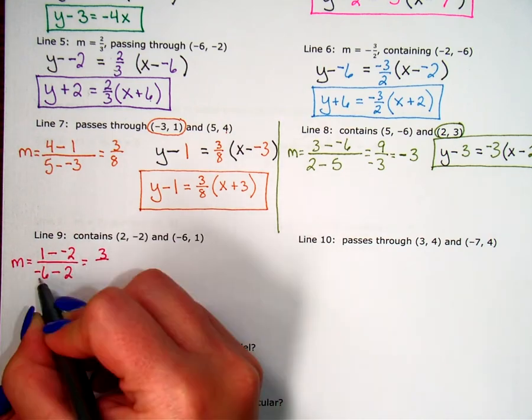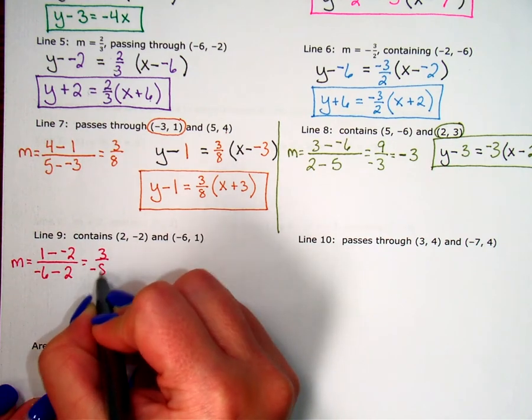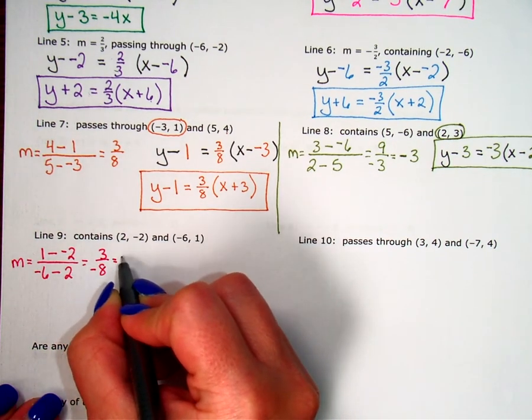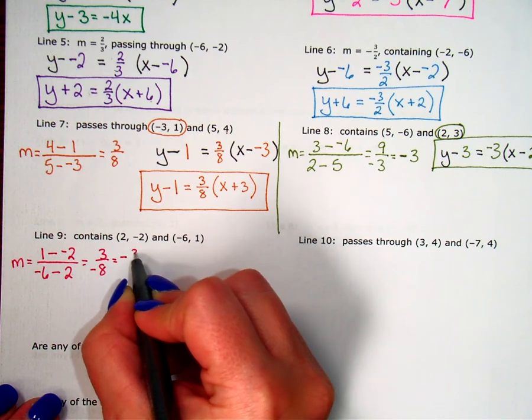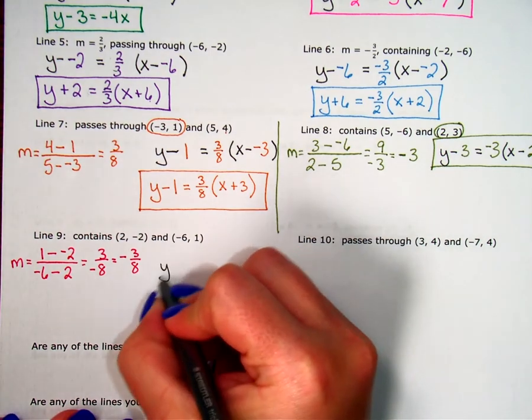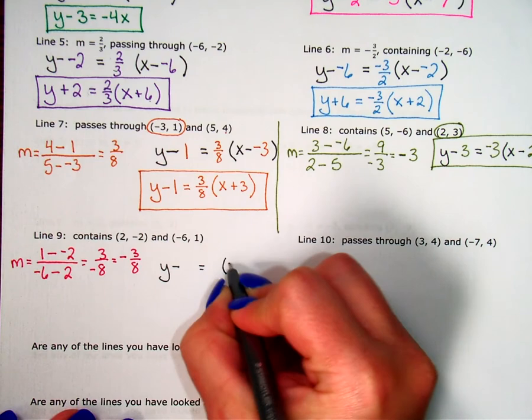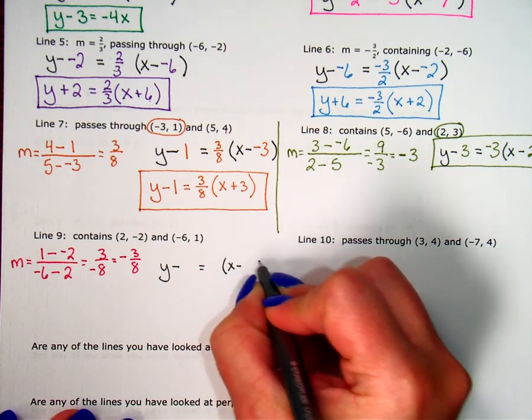And negative 6 minus 2 is negative 8. That negative will float to the top or out in front, negative 3/8. Negative 3/8 is my slope. So then I'm going to have y minus something, a y, equals a slope times x minus an x.